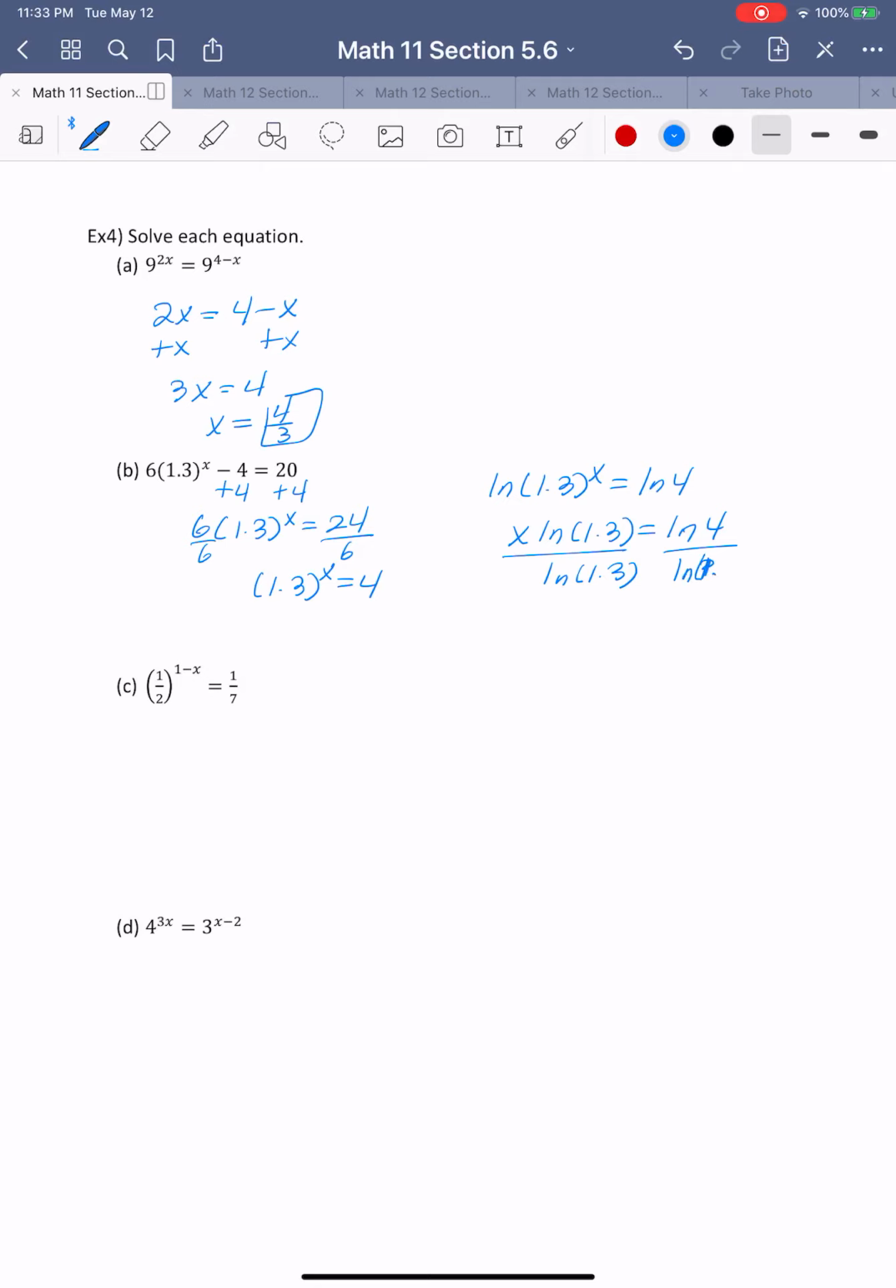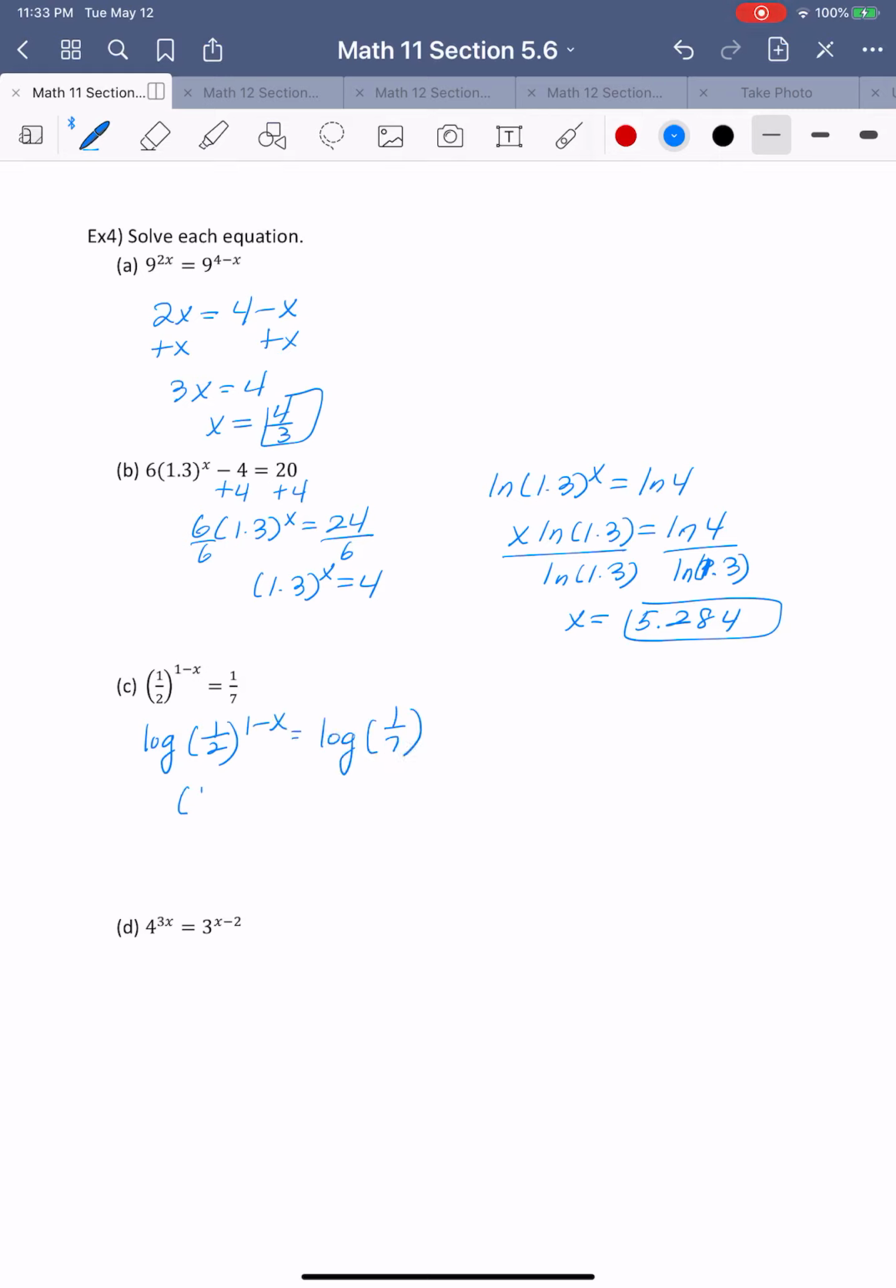Ln 1.3 on both sides, and then x is equal to about 5.284. Alright, let us see. This one, the bases are not matching each other, so you can just take the log with base 10 too. So (1/2)^(1-x) equals 1/7, which gives the log of 1/7.